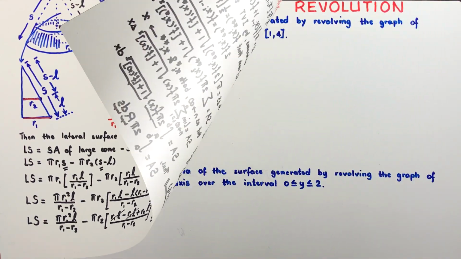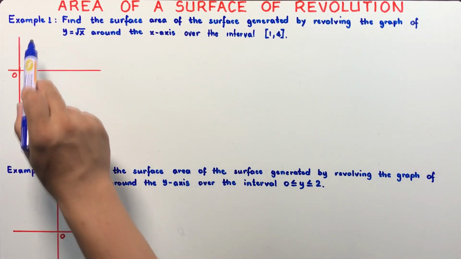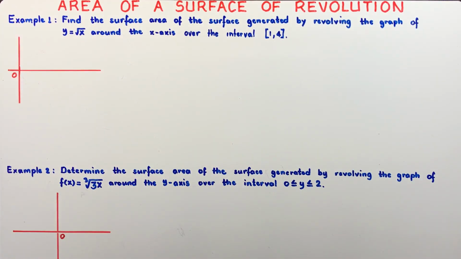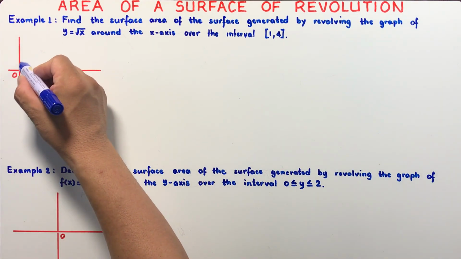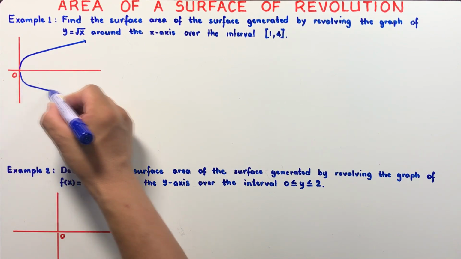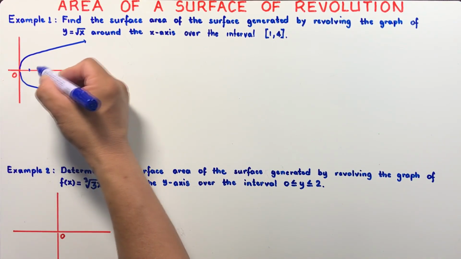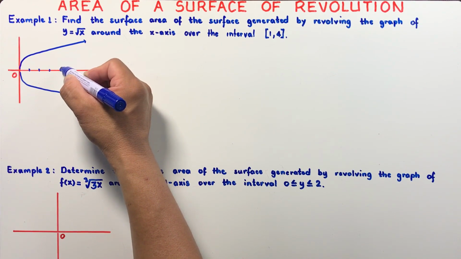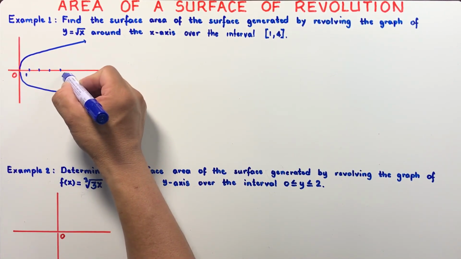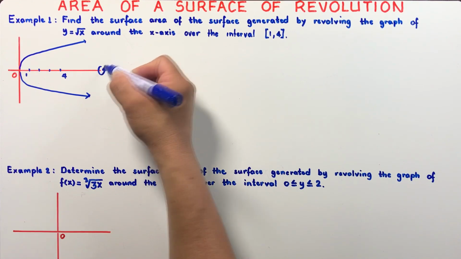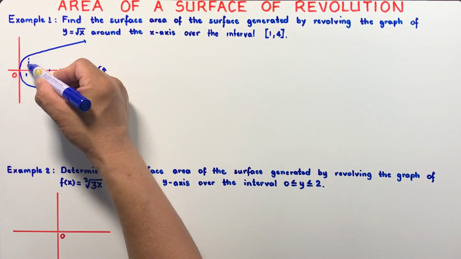So now let's apply the formula that we have derived in example number 1 here. Find the surface area of the surface generated by revolving the graph of the curve y equals the square root of x around the x-axis over the closed interval from 1 to 4. And we know that the graph of that equation is a parabola opening to the right. In the interval from 1 to 4, we rotate the graph around the x-axis.